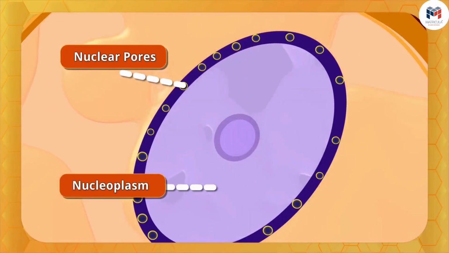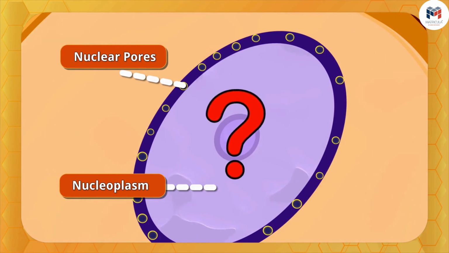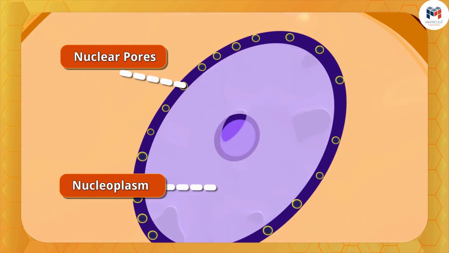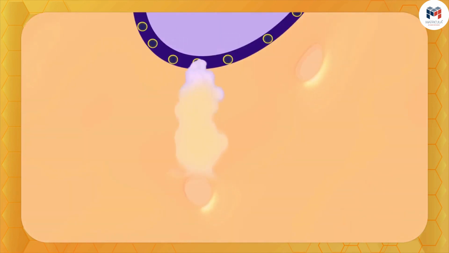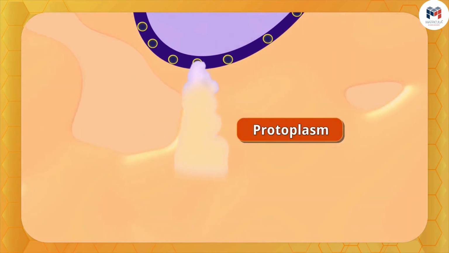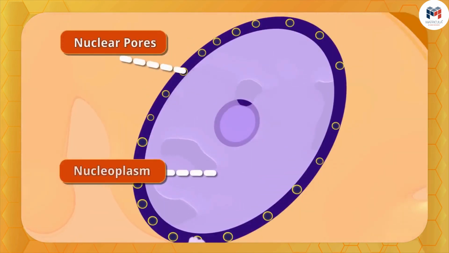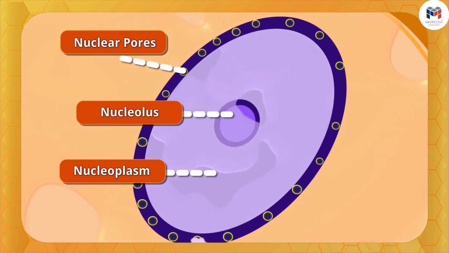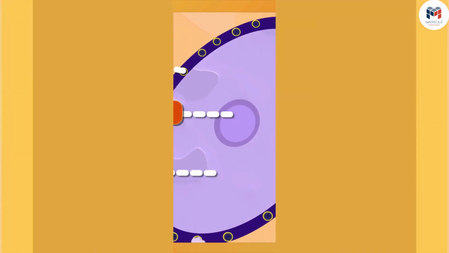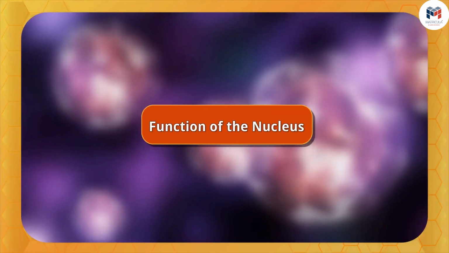Now, do these nucleopores allow the passage of nucleoplasm into cytoplasm? What do you think? Well, yes, they do, and the nucleus and the cytoplasm together is called protoplasm. Apart from this, you can also notice a spherical part in the center of the nucleus, which is called nucleolus. Now, we will understand about the function of the nucleus.